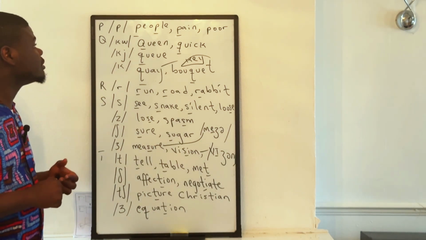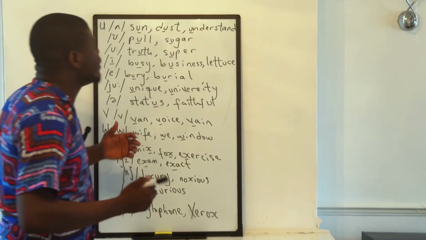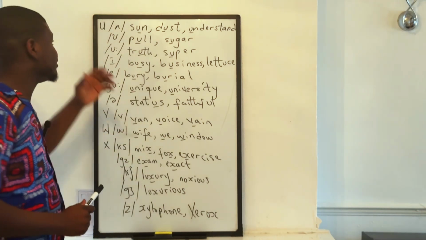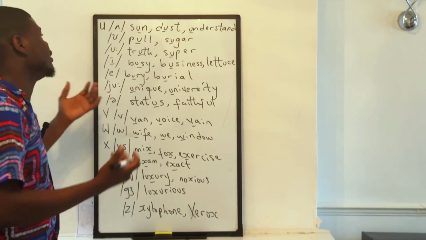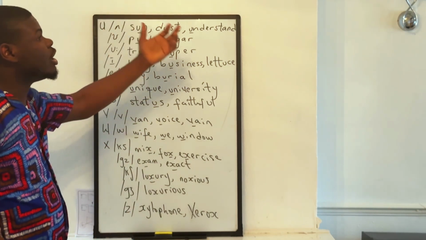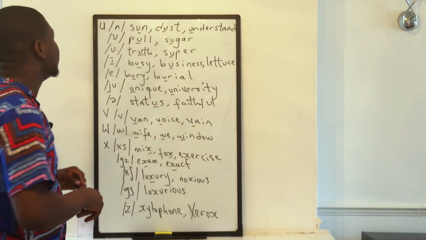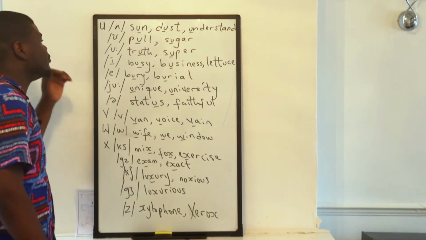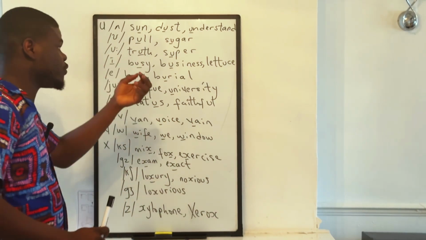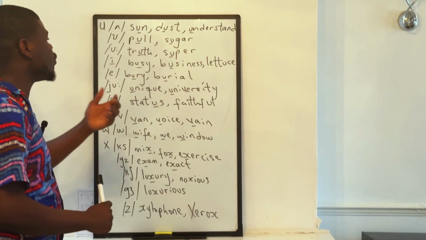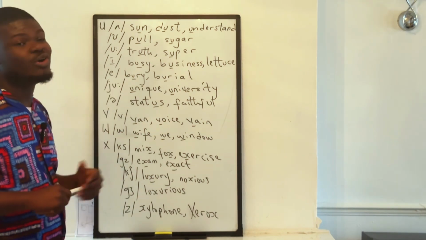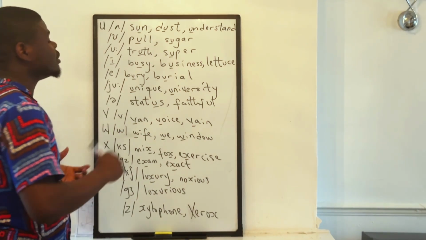Then we'll round off with the next set of letters. The next set of letters we're looking at now are the letters U, V, W, and X. Letter U gives us the short u sound in most words, as in sun, dust, understand, umbrella. Letter U can also give us the short U sound, as in pull or sugar. It can also give us the long U, as in truth or super. It can give us the E sound. These are exceptional pronunciations of the letter U, especially for second language learners.